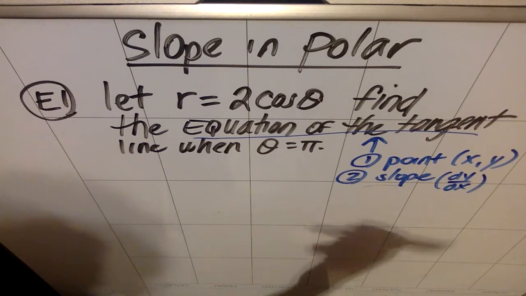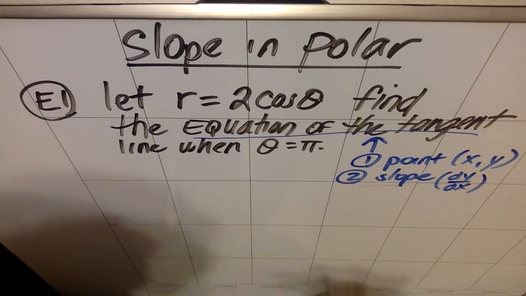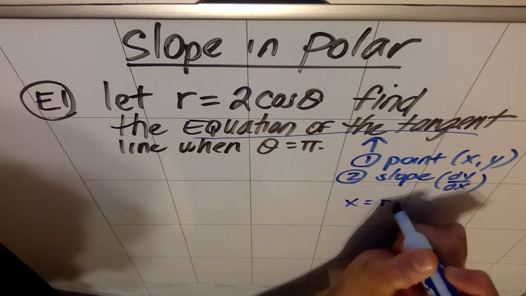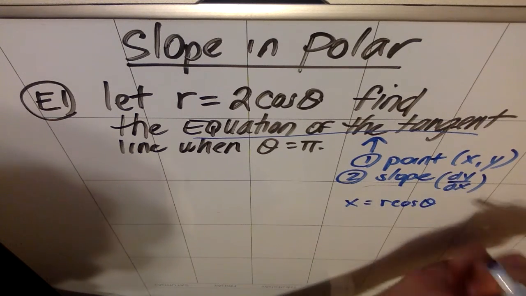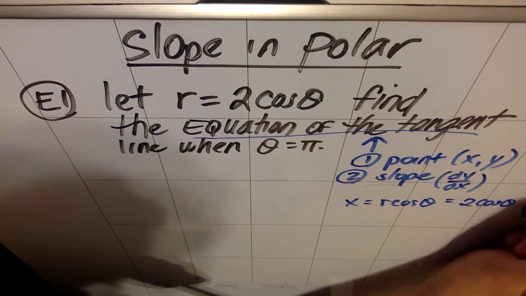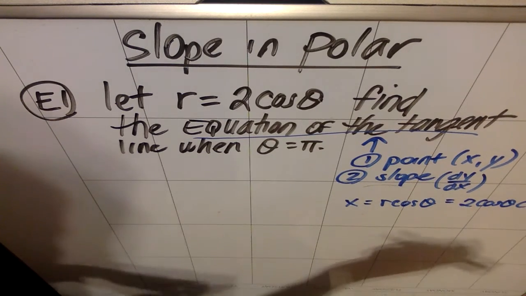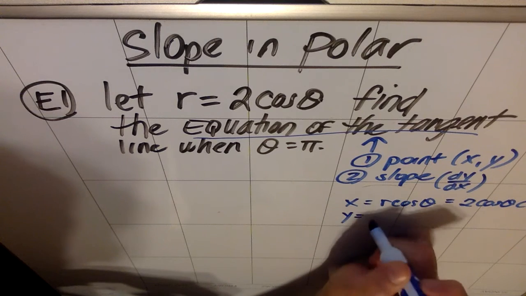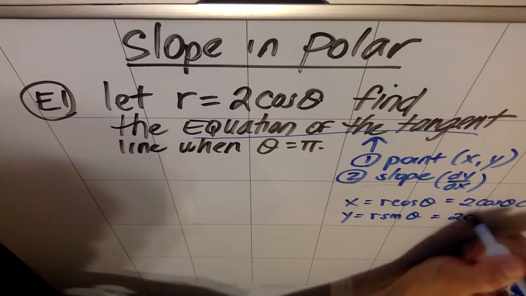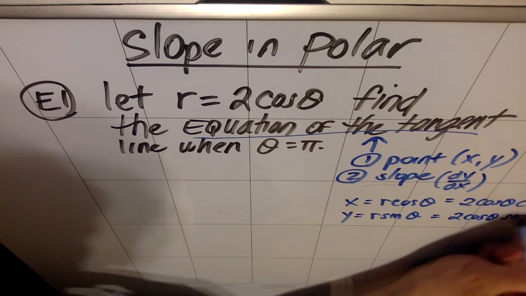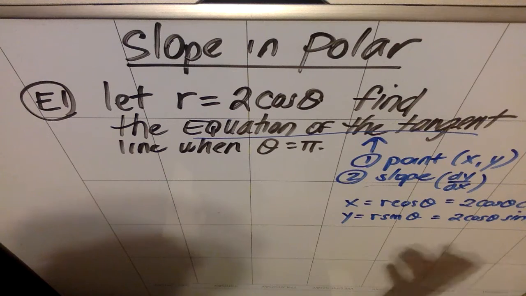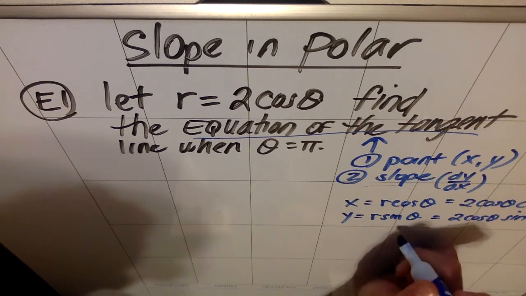From a previous video, we've talked about converting from polar to rectangular, that x equals r cosine theta, which in this case is going to be r, which is 2 cosine theta, times cosine theta. And my y is going to be r sine theta, which is going to be 2 cosine theta sine theta. So that means that I can use those two formulae to find the x and y points at the moment when theta equals pi.